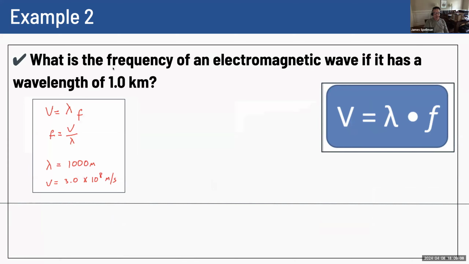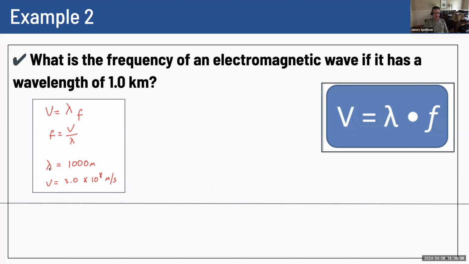But in this case, we're trying to solve for frequency. So I need to get this F by itself, just like we did before. When I move lambda to the other side, I have to divide it out. Since it's lambda times F, I have to "untimes" it. I have to unmultiply. I have to divide it to get it to go away. And if I divide it out on the right side, I have to divide it out on the left side. So this first equation becomes the second equation, simply by moving the lambda to the other side.